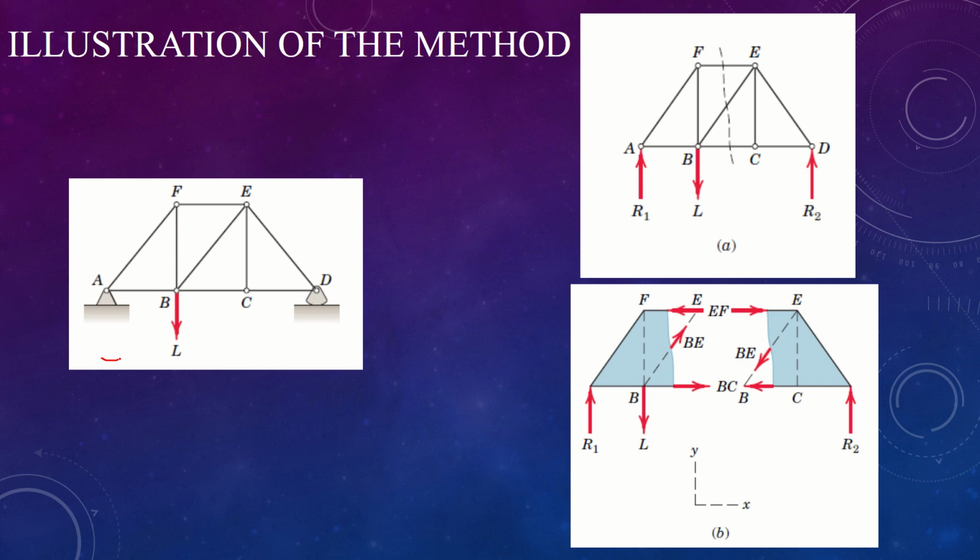This means you have to find the value of R1, R2, or any external forces acting on this truss. Now let us determine the force in a member, for example member BE, directly. An imaginary section, as indicated by the dashed line in figure A, is passed through the truss, cutting it into two parts.